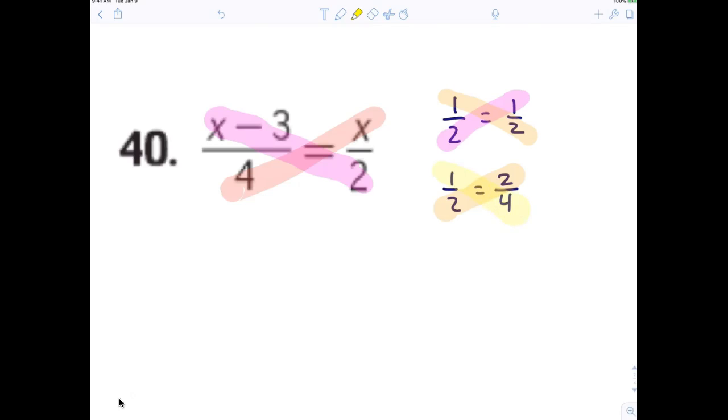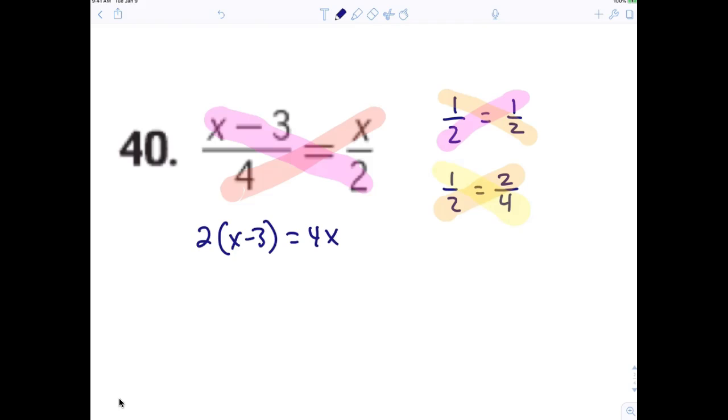Everybody see that? If fractions are equal, if you multiply the numerator and the denominator of opposite fractions, they're always going to be what? They're always going to be the same. They're always going to be equal. Everybody good with this now? So a proportion is just two fractions that are equal. That's exactly what that means. All right? So now when I cross multiply this, it's going to be 2 times x minus 3 equals 4x. Is everybody happy with that?